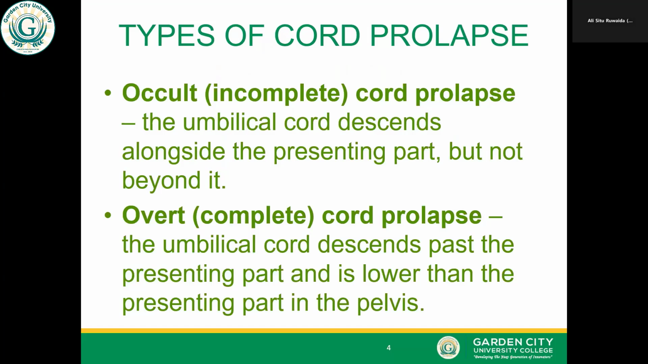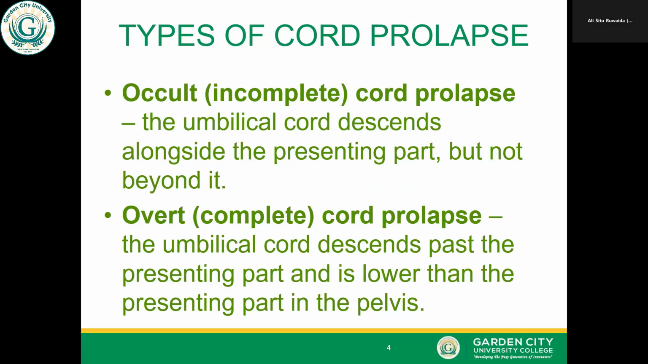So the difference is in cord presentation, membranes are intact. In cord prolapse, membranes have ruptured. We have types of cord prolapse, which are the occult and the overt.